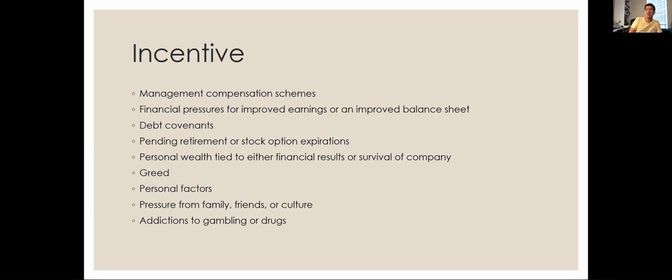Also, the incentive could come from financial pressure to improve the earnings or improve the balance sheet, which is the same thing, right? Also, something could be debt covenants. What are debt covenants? It is when companies try to borrow money from banks, right? The bank will say, okay, I need covenants. What are covenants? Those are a few terms. If you, as a borrower, violate them, I have the right to take away the cash immediately. That's the debt covenant rules, right?